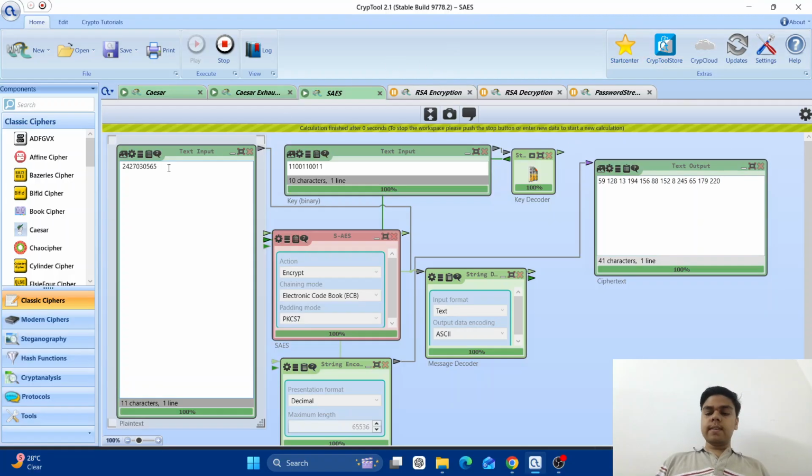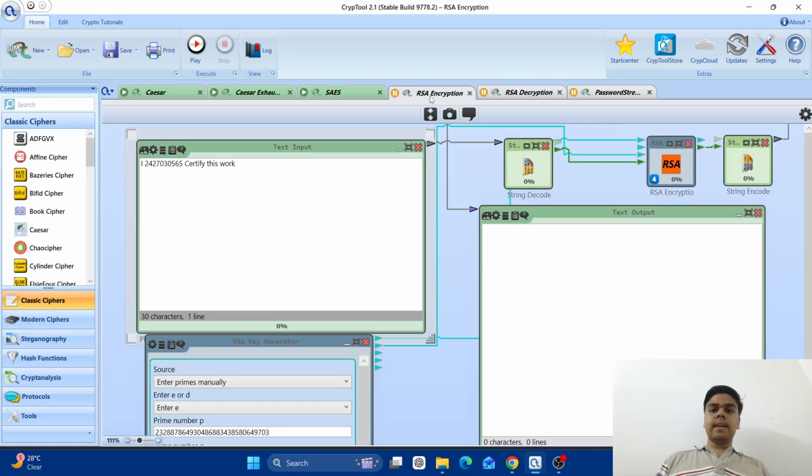And as soon as I change my registration number to, suppose, 5642569, the number changes very much. As you can see, on changing just one digit of the input, the output is changed by 50%. This is known as the avalanche effect, where a small change in input gives a large change in the output. Next is the RSA encryption.